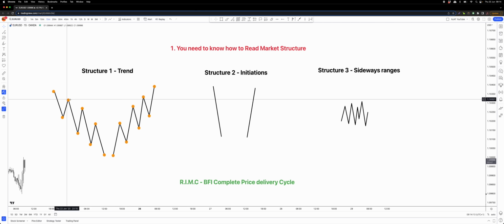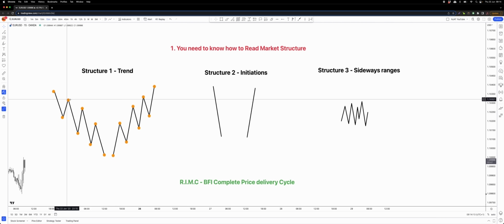So the first fundamental that you need to know is how to read market structure. Back when I was learning how to trade, this is the only structure that we actually knew existed in the market, where we get those higher highs, higher lows, and to be in a trending market. This is the only structure that we were ever taught. So it wasn't until I actually learned how to read the market and how the market actually moves that I understood that there's more than just this one structure.